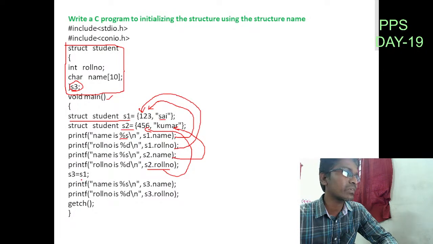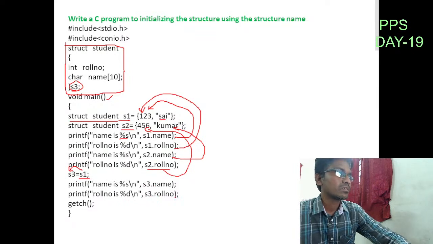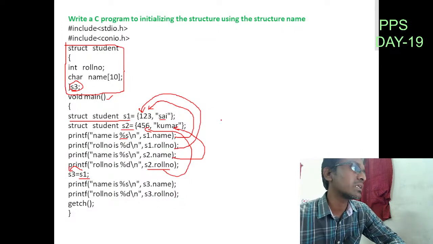So for that, what you have to do here? I'm going to assign the values of S1 to S3. The values of S1, that is roll number 123 and name Sai, will be assigned to the S3 structure variable. After assigning these, I'm going to display: name is followed by S3.name and roll number is followed by %d, comma, S3.roll number. I hope you understand the explanation of the program.